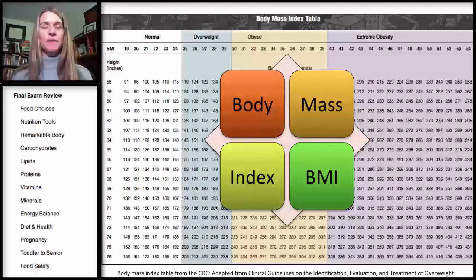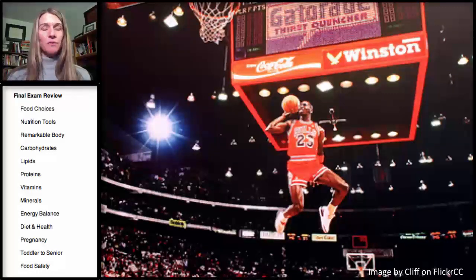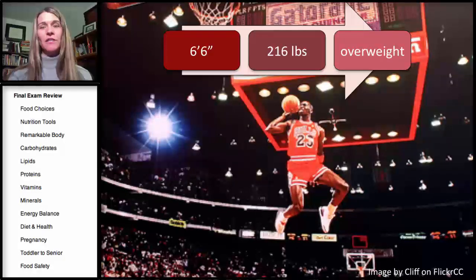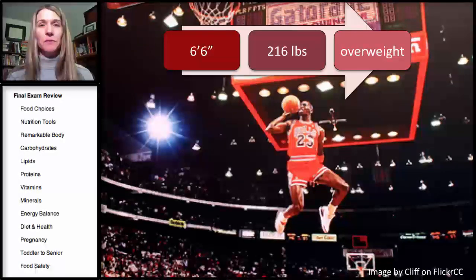Now, how do we measure obesity? Well, we measure this using the body mass index. And the body mass index is basically a way of measuring obesity based on height and weight. Now, we learned that there are some problems with just using BMI as a measure of obesity, because Michael Jordan is considered overweight based on the body mass index. He's 6'6", 216, that would be considered overweight. This was obviously when he was playing basketball.